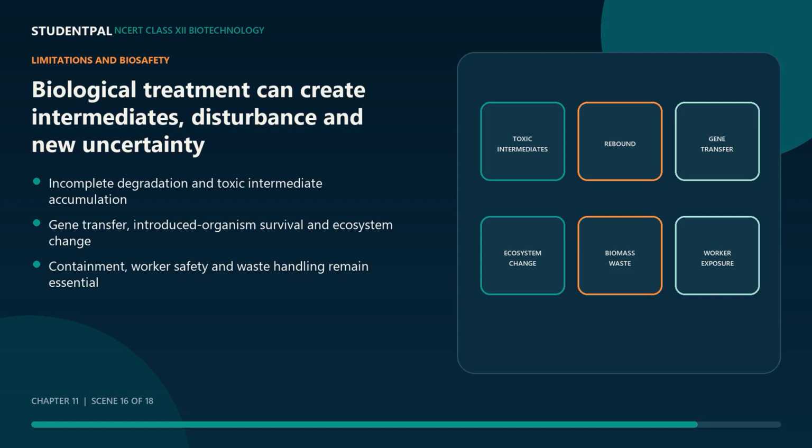Incomplete pathways can accumulate intermediates more toxic or mobile than the parent compound. Nutrient or electron donor addition can alter oxygen, pH, and community structure. Introduced organisms may fail, spread, or exchange genetic material. Plants can move contaminants into food webs, and contaminated biomass must be handled safely.